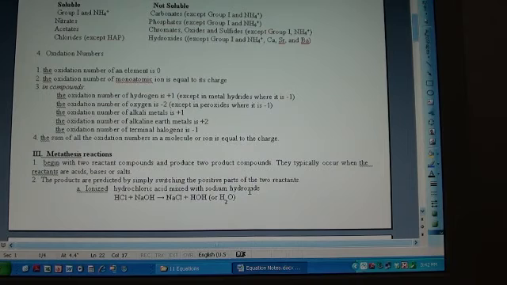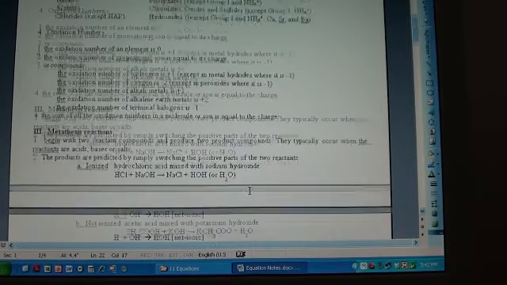compound. Okay, here is a double replacement reaction. You have 2 reactant compounds and they produce 2 products. Look for acids, bases, and salts. Okay, A is a neutralization.